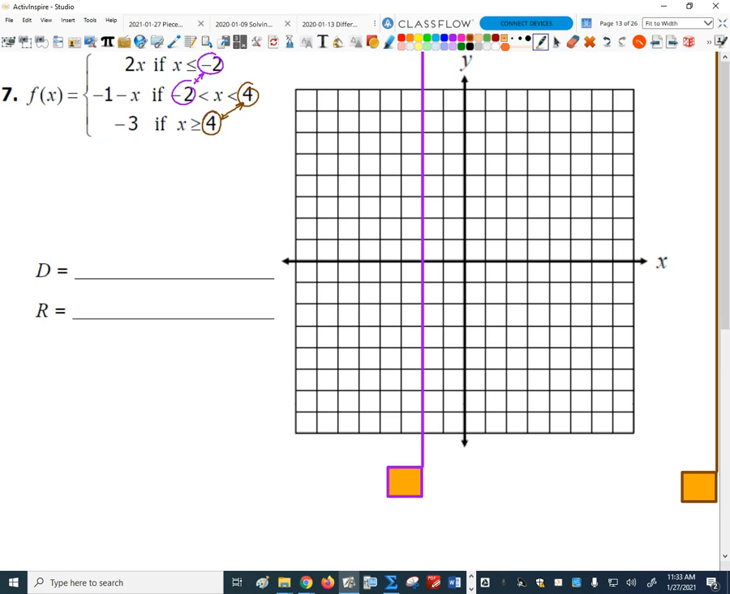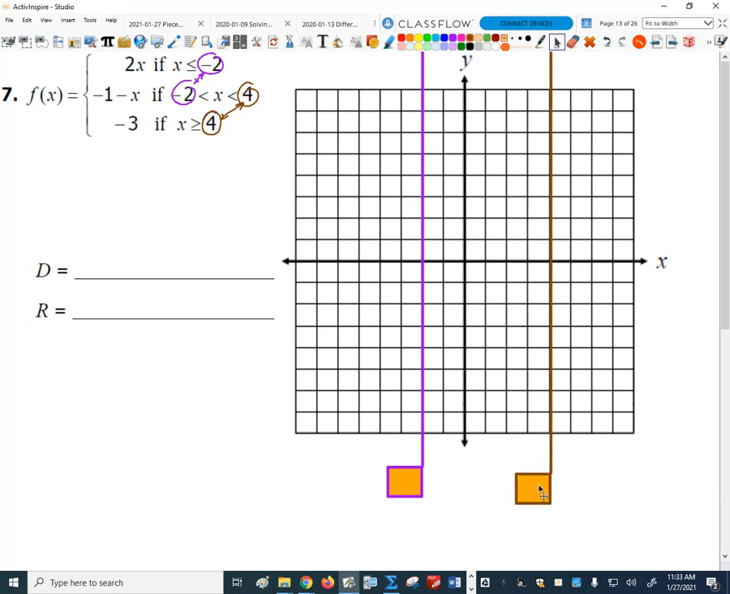At 4, when x passes the value 4, I'm making another transition, and so I need another boundary line there. So the top function is going to exist in this region for x values less than, meaning to the left of, negative 2 or equal to. The middle piece is going to exist between x equals negative 2 and x equals 4, so it's in this middle region. And the bottom piece is for x values greater than, so to the right of 4.